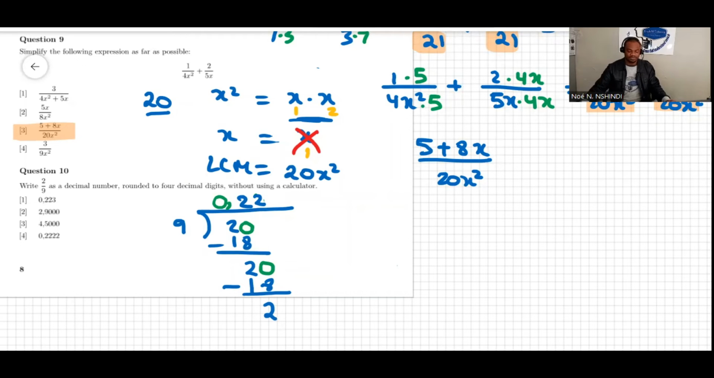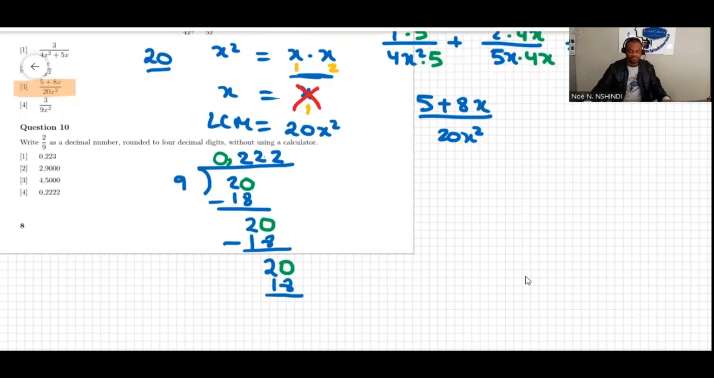Now I say again, I want to add another magic 0 there, and then 9 gets into 20 twice. So that's 2 there, and then 2 times 9 is 18. So 18 again. Okay? And then 20 minus 18, as you said, is 2. And then 2 times 9, okay? And then 20 minus 18 is 2, and then I'll put another 0 there. 9 gets into 20 twice. So when I say here 2, this is the 4th decimal digit. Then I can stop here.